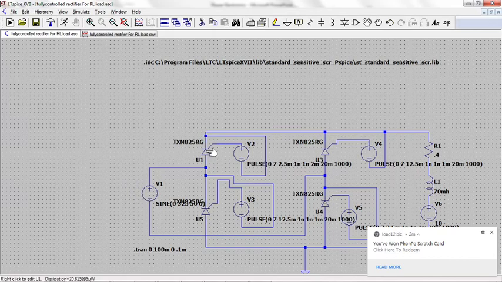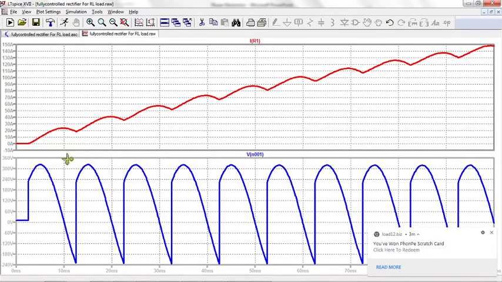So T1 and T2 continue to conduct even after the end of the half cycle, even after 180 degrees. The current flows continuously; it has come down but it has not reached 0. We will see this continues till somewhere here, which is 45 plus 180, meaning 225 degrees.